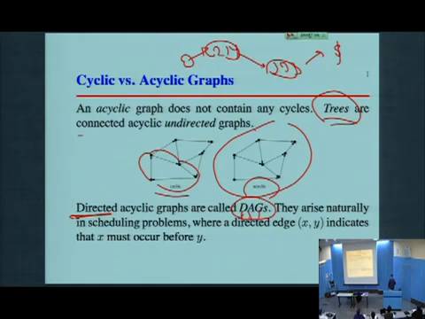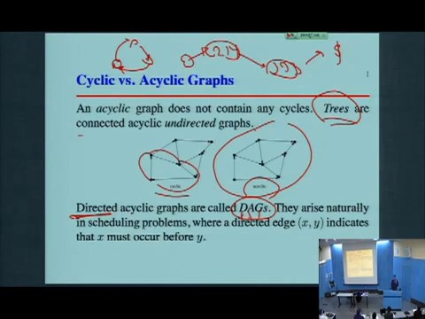Why does this have to be acyclic? Yeah? Because you can't have things be prerequisites for each other. Think what would happen if we designed our curriculum where this was a prerequisite for this, which was a prerequisite for this, which was a prerequisite for this. No student could take any class.